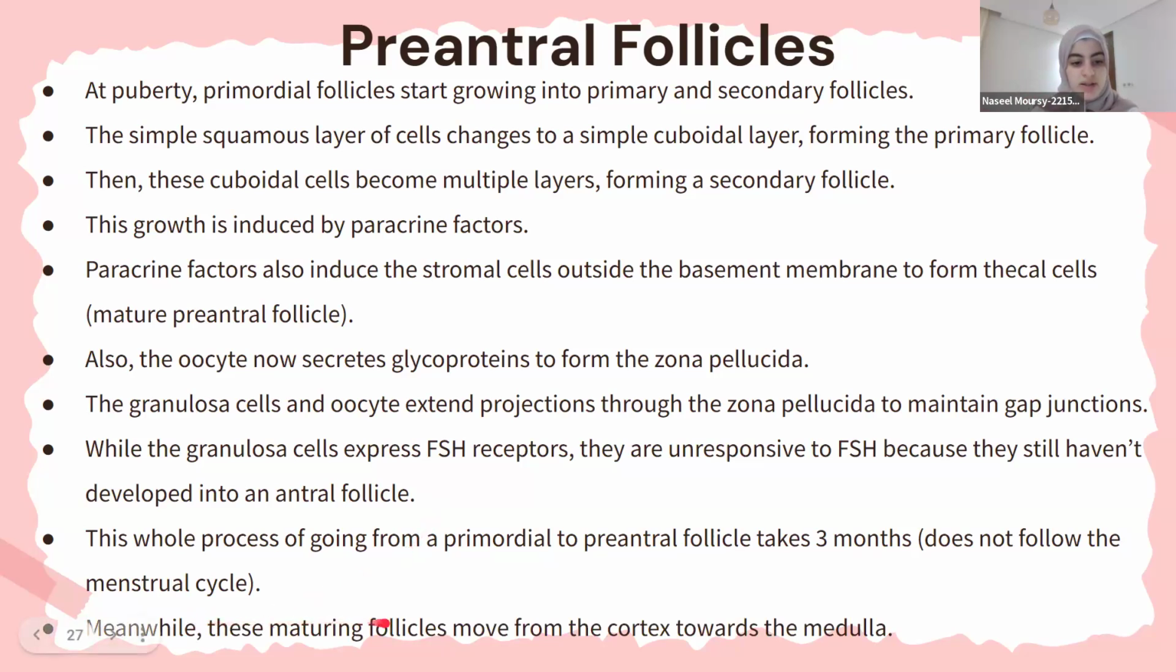Now, meanwhile, these maturing follicles move from the cortex towards the medulla. So they move from the inside of the ovary towards the outside. Of course, this has to happen because if this egg is going to be released, it has to be close to the wall of the ovary to give it a chance to be released outside, and then to be caught by the fimbria.